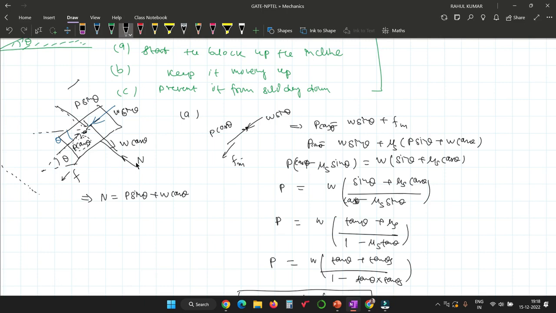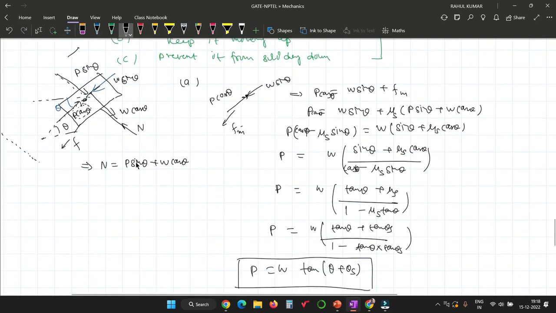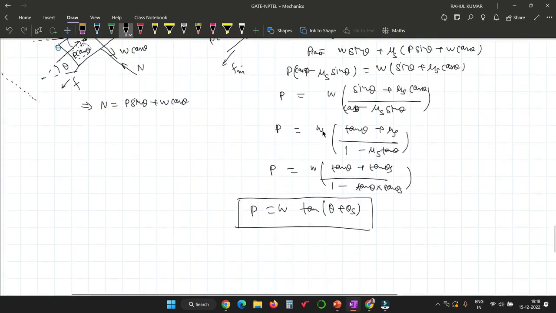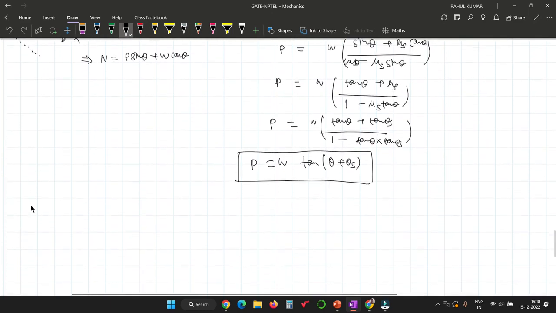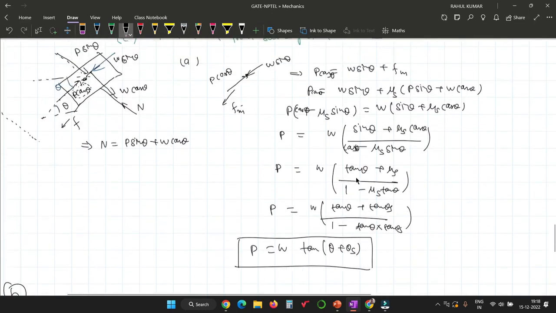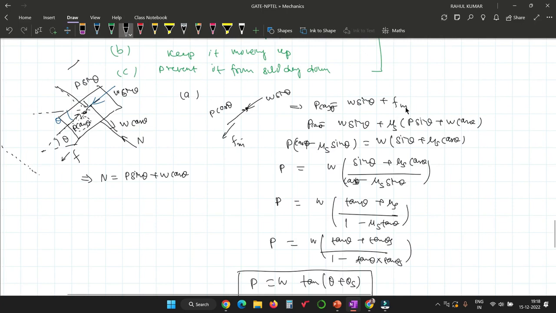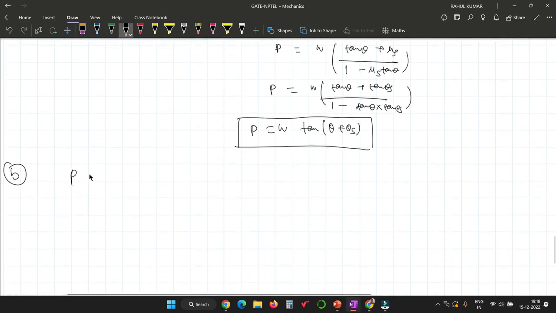Does the kinetic friction come into the picture? Yeah, the kinetic friction will come into the picture. So in that situation Fs will become Fk. Then everything will become the same. And here P equal to W tan(theta plus theta k).